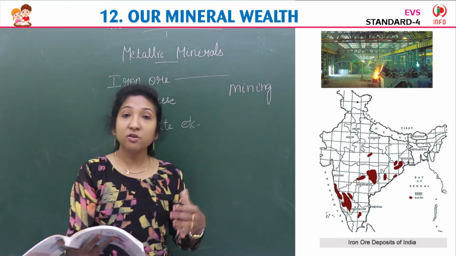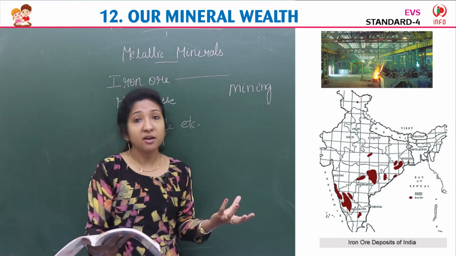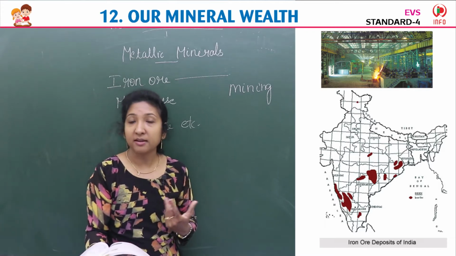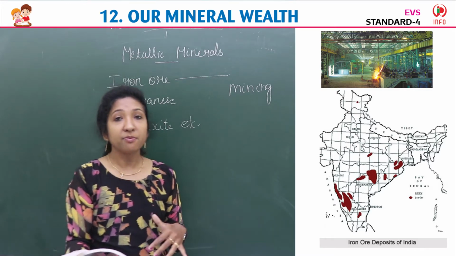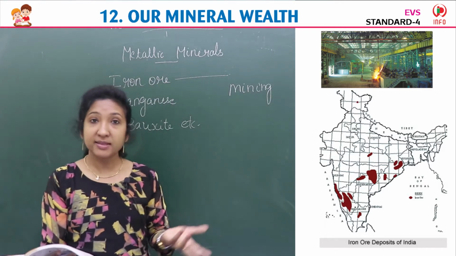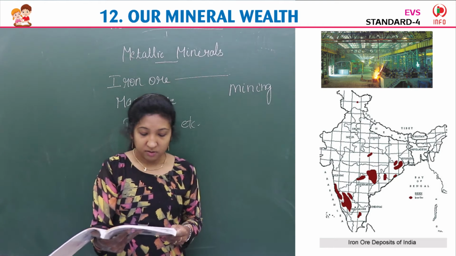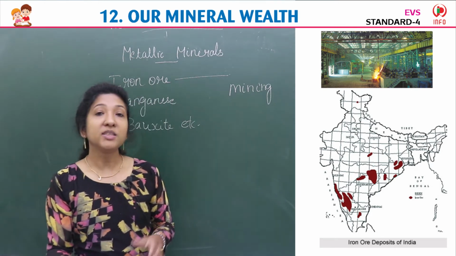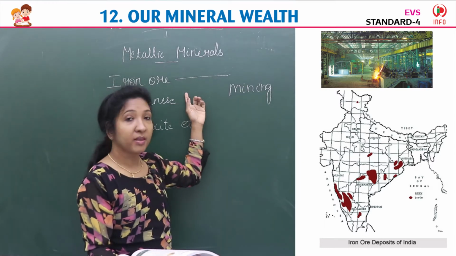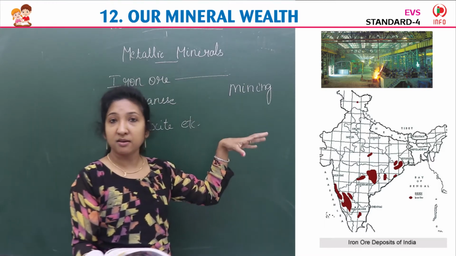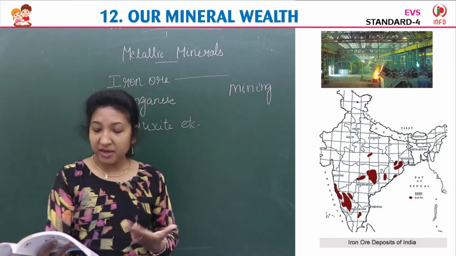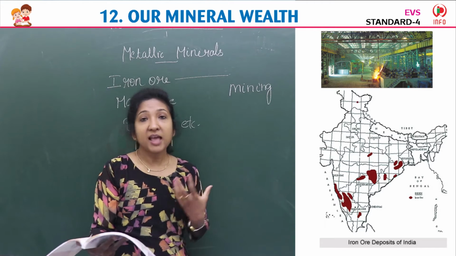So iron ore we use for many different purposes. As I said, for building purposes, then for the production of steel, and this steel we use in the automobile process, then in other vehicles, ships, bicycles, etc. So these are the uses of iron. India occupies 4th position in the world in the production of iron ore, and we get all these minerals by mining, the process of digging the mineral out from the ground. And there are many states where we can find this iron ore.